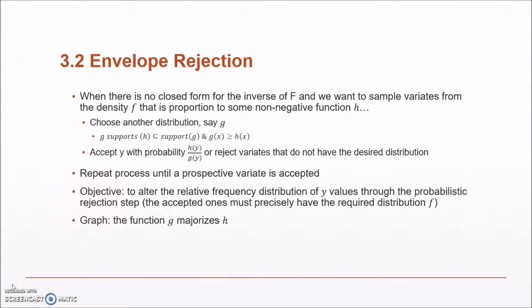We repeat this process until a prospective variate is accepted. The idea is that we want to alter the relative frequency distribution of y values through the probabilistic rejection step, and the accepted ones must have the required distribution f. Then we can graph the function g, and on the graph, the function g majorizes h. So at every single x, the function g is larger than h, with a correct lambda.